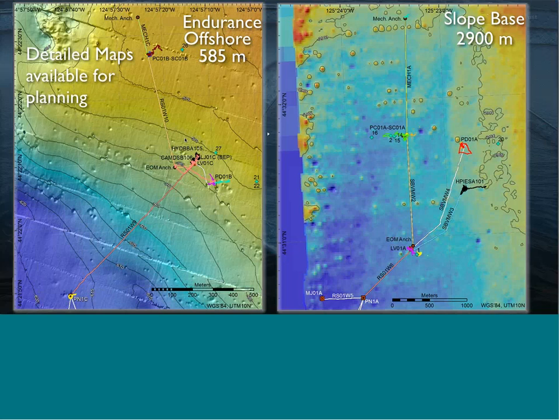We have detailed bathymetry maps for all of the work sites. This just shows the Oregon offshore endurance site, and then the area at 2,900 meters for slope base. We have bathymetric resolutions for most areas of usually 5 meters. At Axial Seamount, it's even better than that thanks to MBARI. And then we also have dive track lines and GIS that we can provide for anybody that's interested of where all of our infrastructure is.